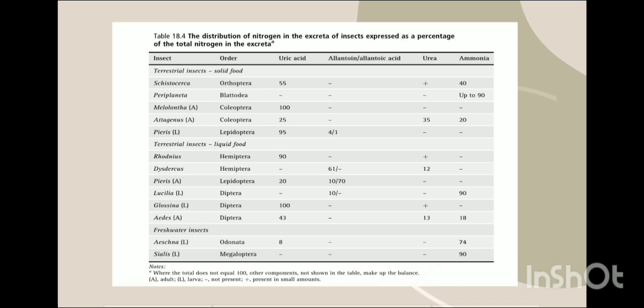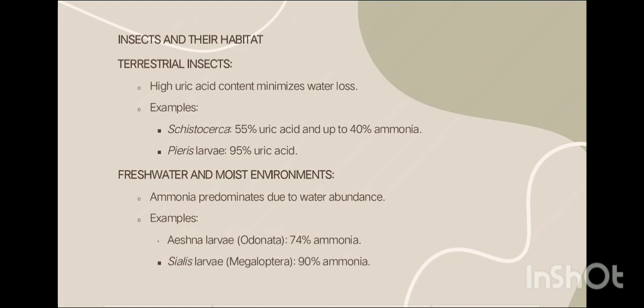This will be discussed further in our slides. Next comes insects and their habitat. The first one is the terrestrial insect and the other is the freshwater insect.